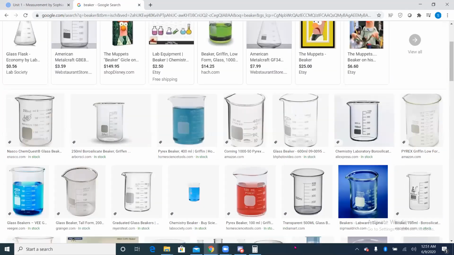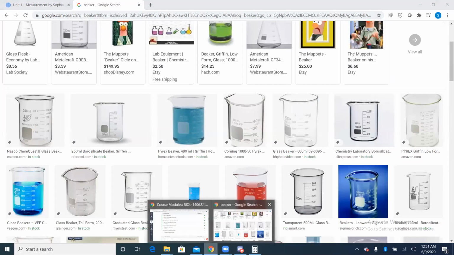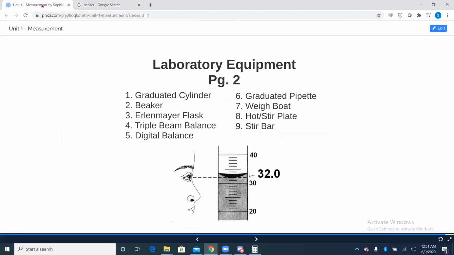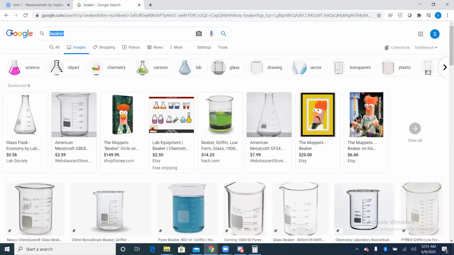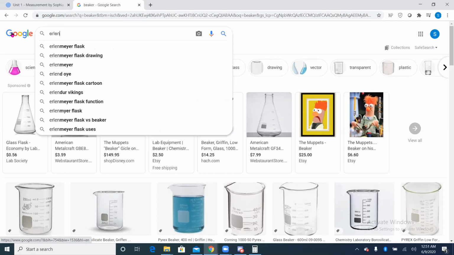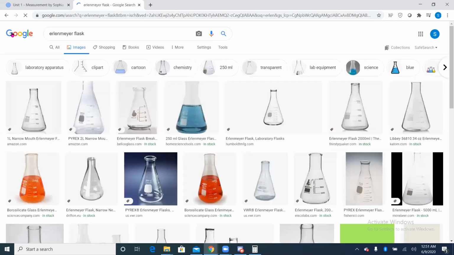An Erlenmeyer flask. That's the next one. Now, if you were going to be mixing a bunch of stuff together and needed it to have an open mouth, you would use the beaker while you were heating it. But sometimes when you're mixing solutions, you want it to have a more narrow mouth so that the liquids don't evaporate, and that's where you use the Erlenmeyer flask.